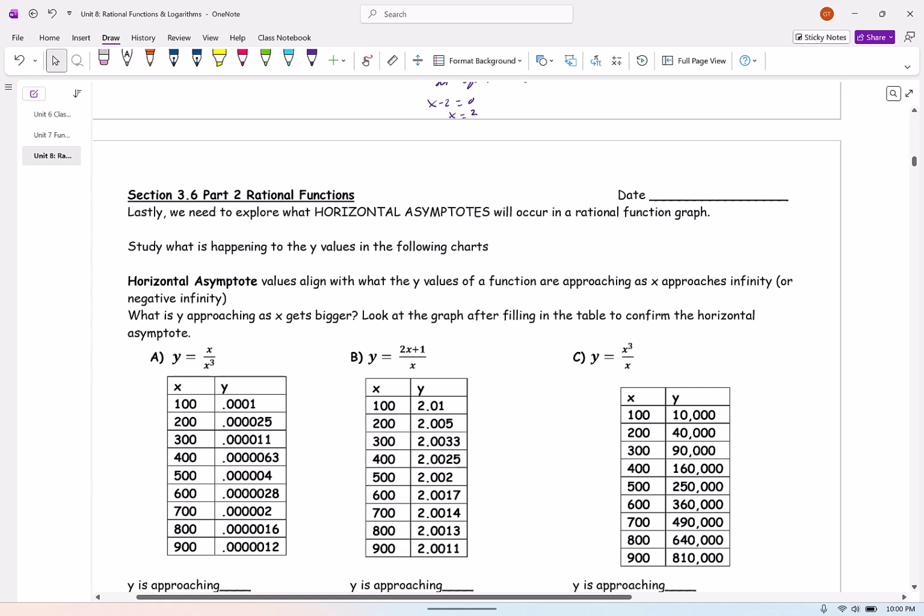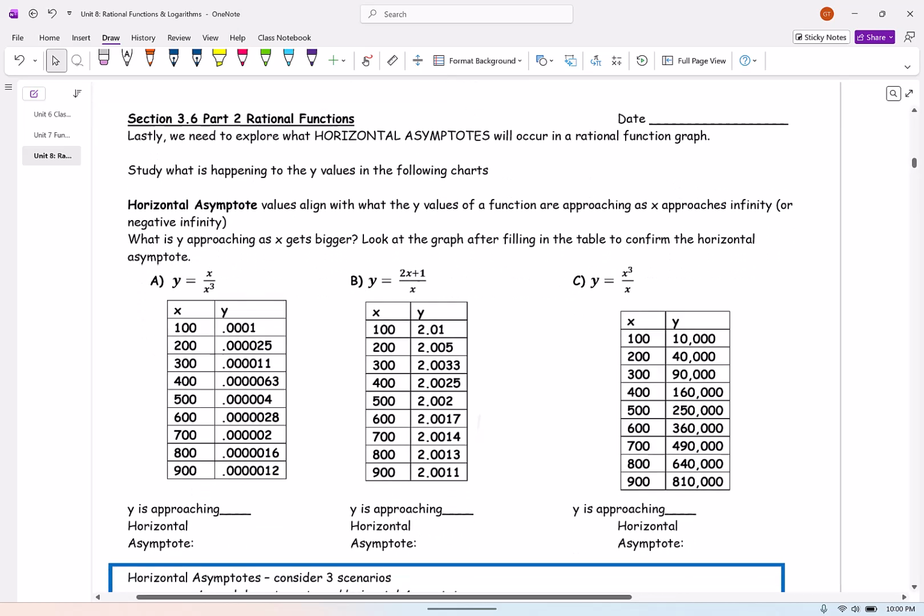All right, so vertical is obviously up and down. Horizontal is left and right. Same idea. Now it's going to be an invisible horizontal line that the graph will approach but never actually touch. So very similar in understanding. It's just going to be horizontal in this case.